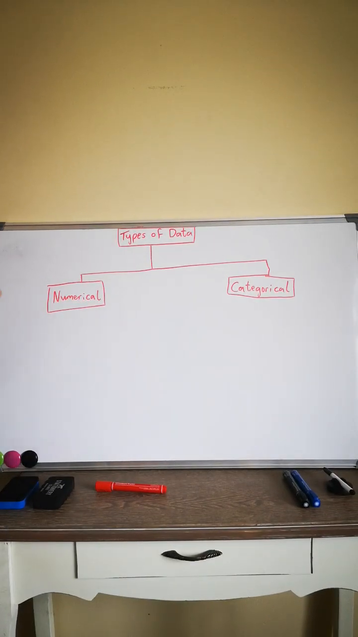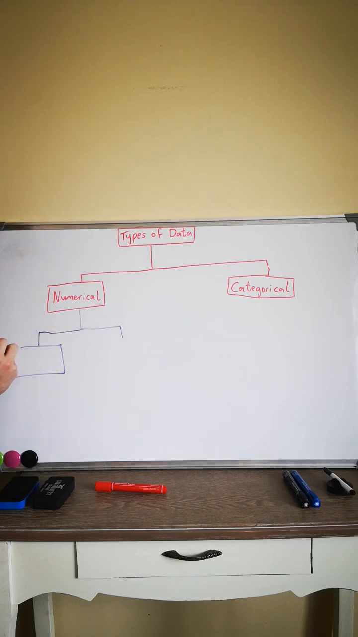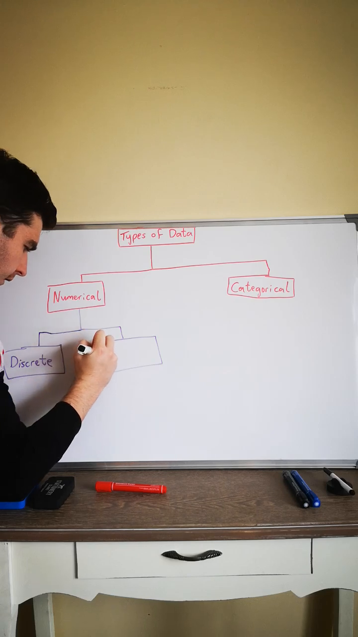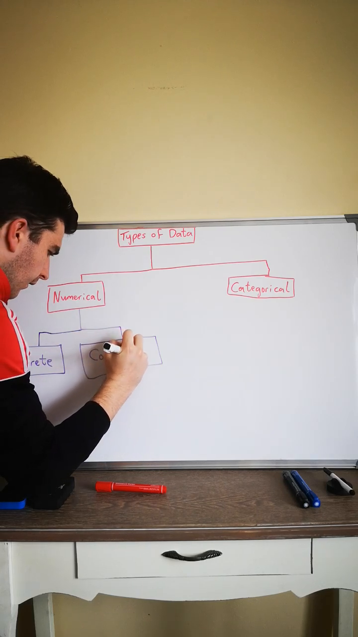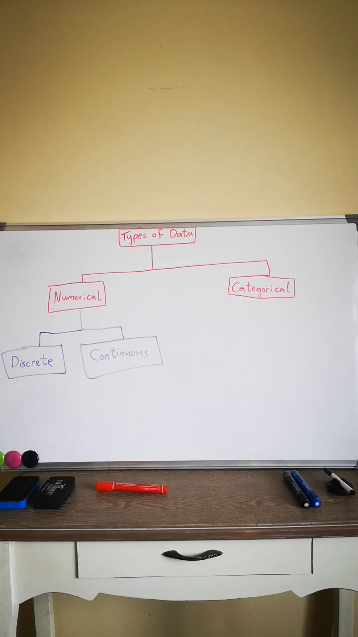So for numerical, we have two of them. The first one we have is numerical discrete type of data, and the second one is numerical continuous type of data. Okay, so we have numerical discrete and numerical continuous.